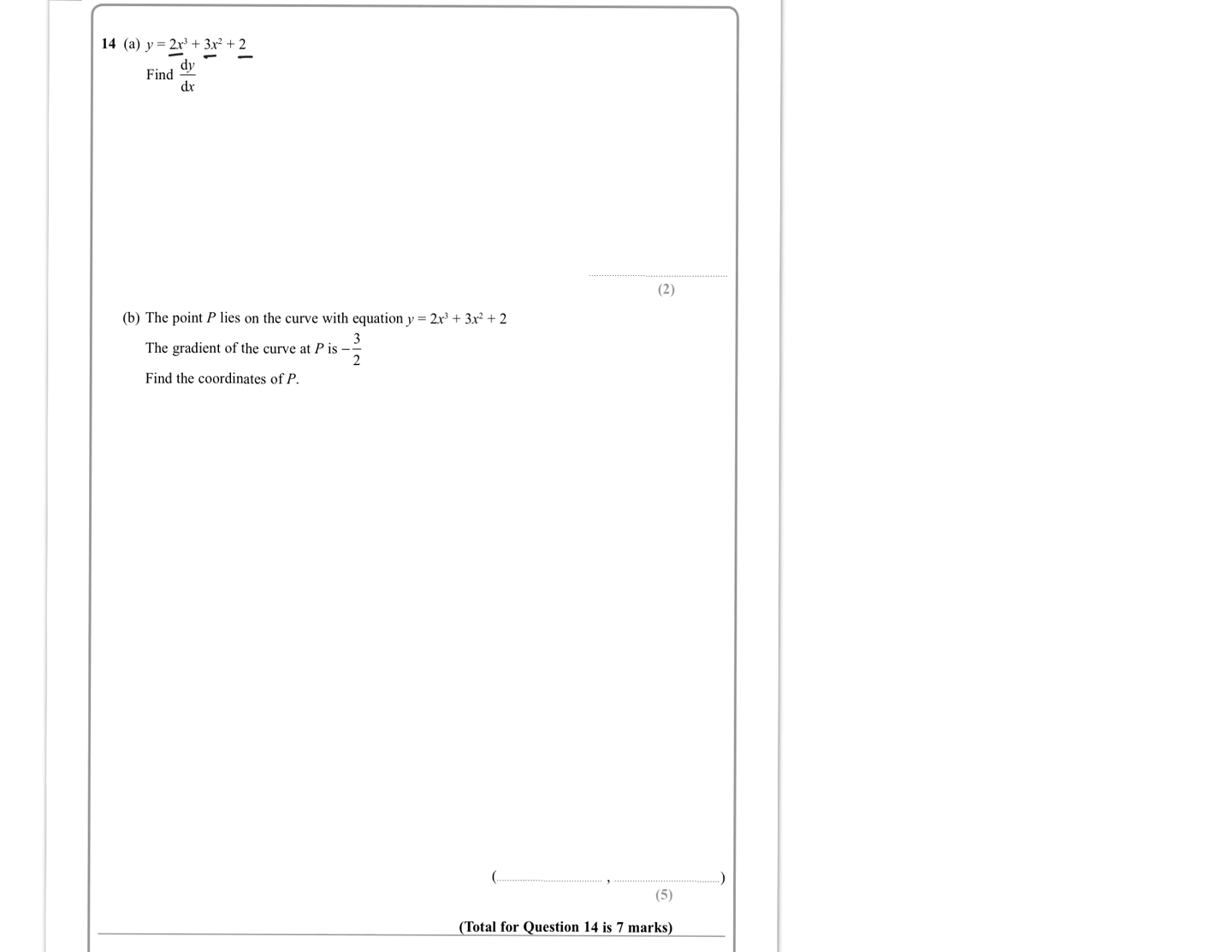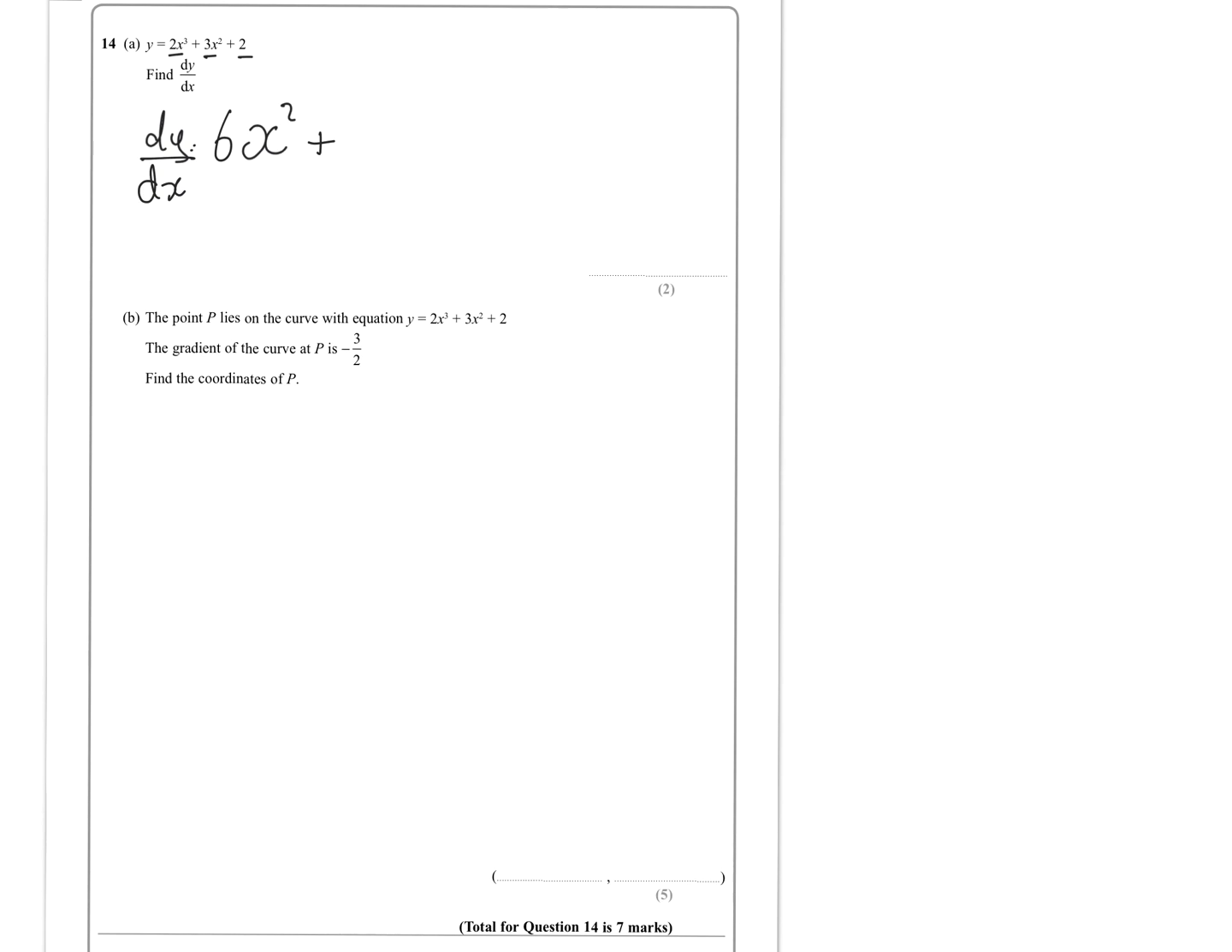Okay, those are the three terms. And you follow the same rule each time. Firstly, what you do is you take one away from the power. So it becomes x to the 2. So dy by dx equals, and then you multiply what was in front by the power here. So 2 times 3, which is going to give me 6.